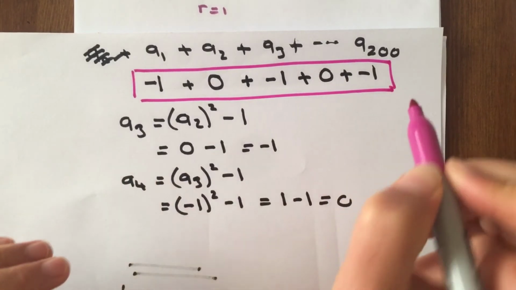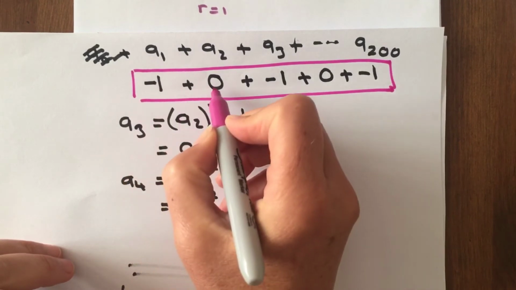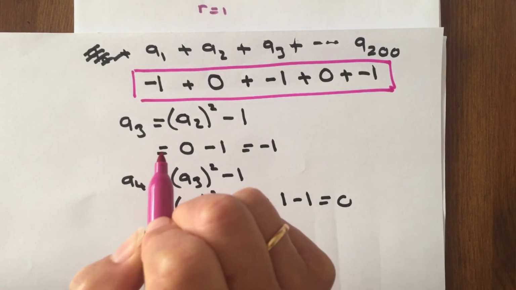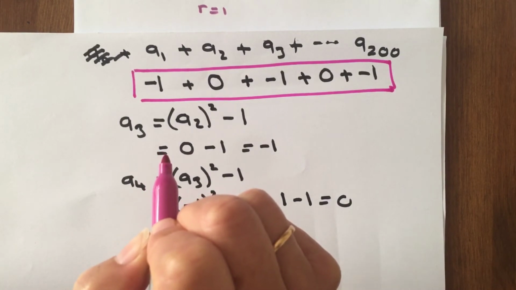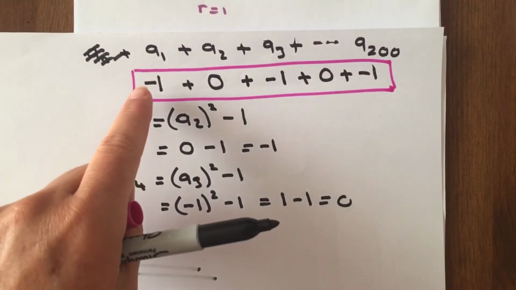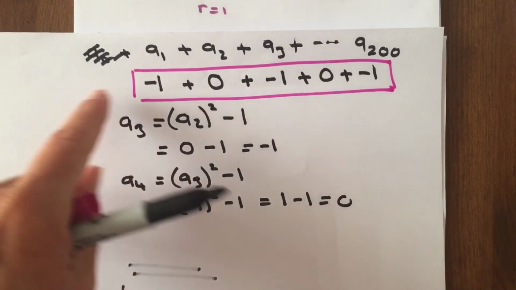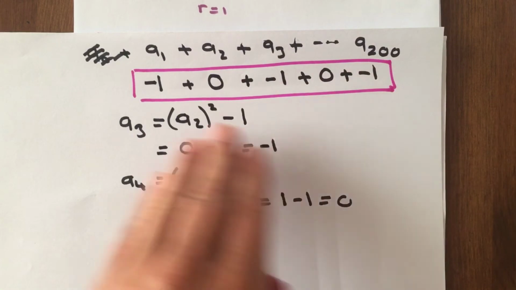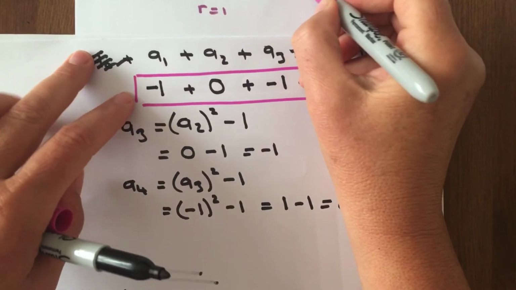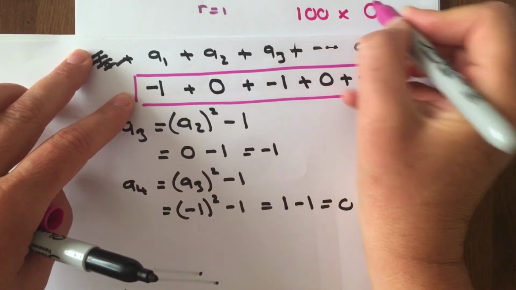Now I've got 200 terms. How many negative ones have I got and how many zeros have I got? Well, I've got 100 lots of negative ones and 100 lots of zeros, because altogether I've got 200 terms. So half of them will be negative ones and half of them will be zeros.